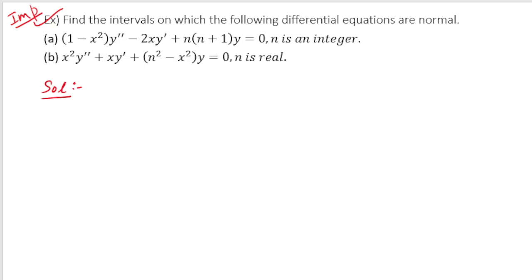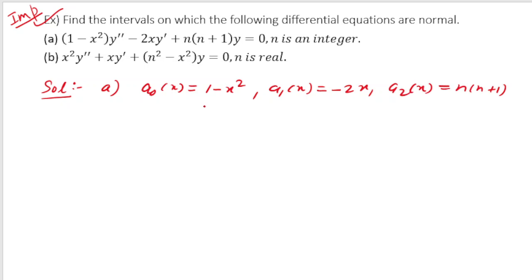So as I told you, if you look at this, this is a linear differential equation, and if I consider the first part here, what is a0x? a0x is 1 minus x square, the highest order term coefficient. What is a1x? So a1x is minus 2x. What is a2x? So a2x is n into n plus 1. And what is rx? So rx is equal to 0.